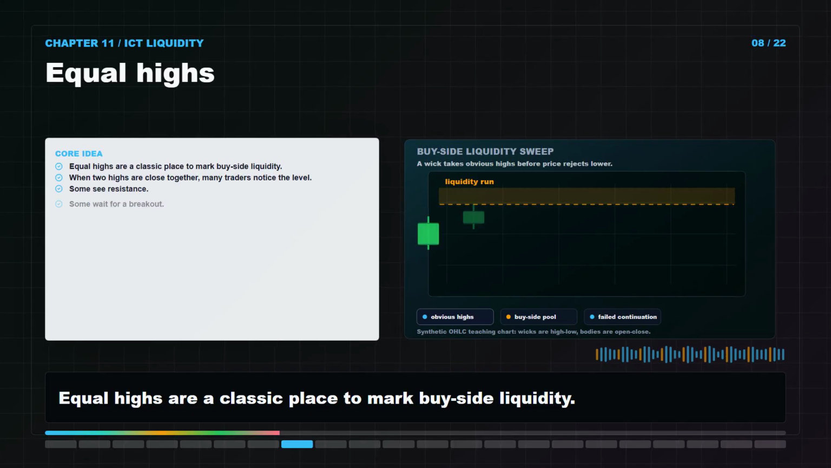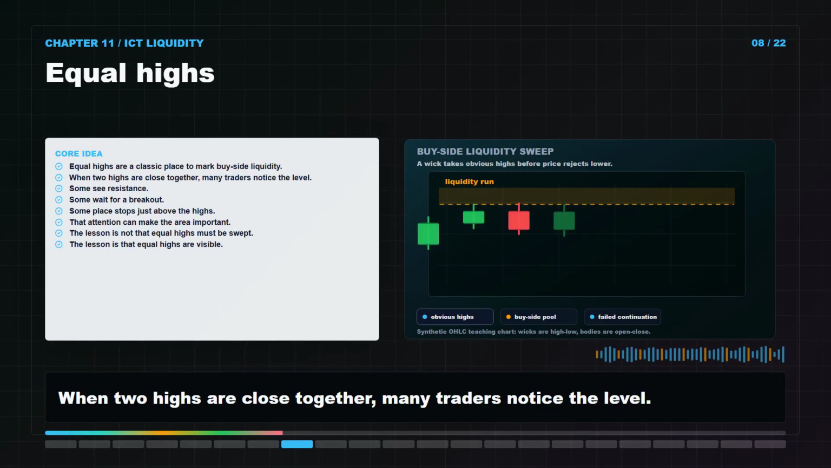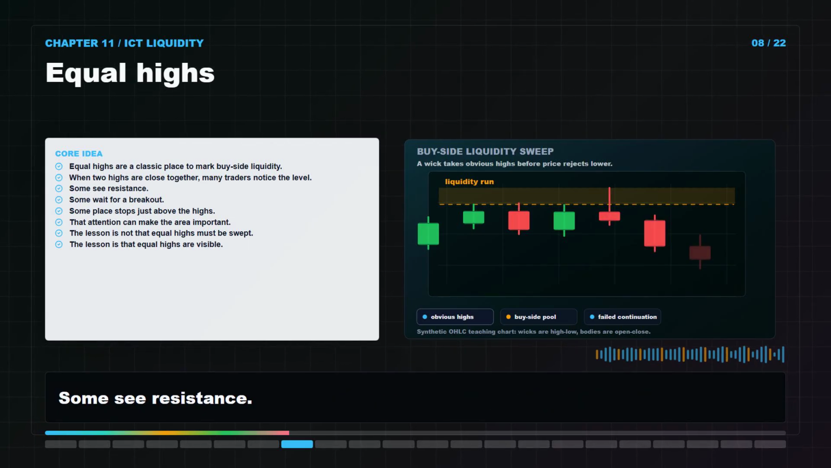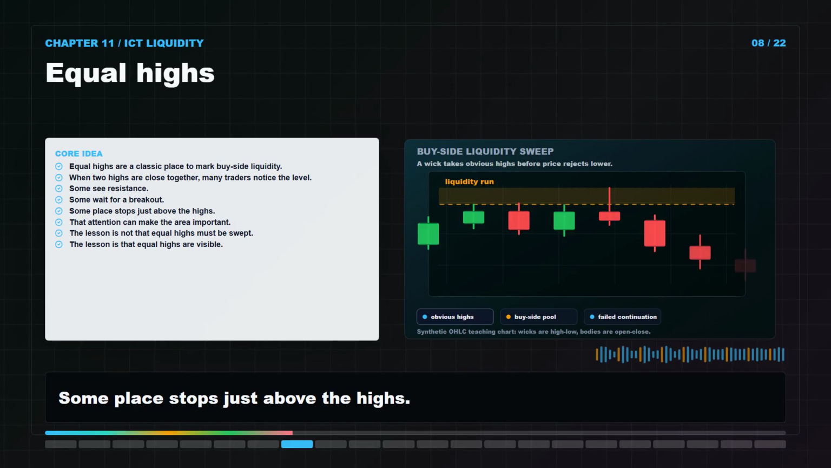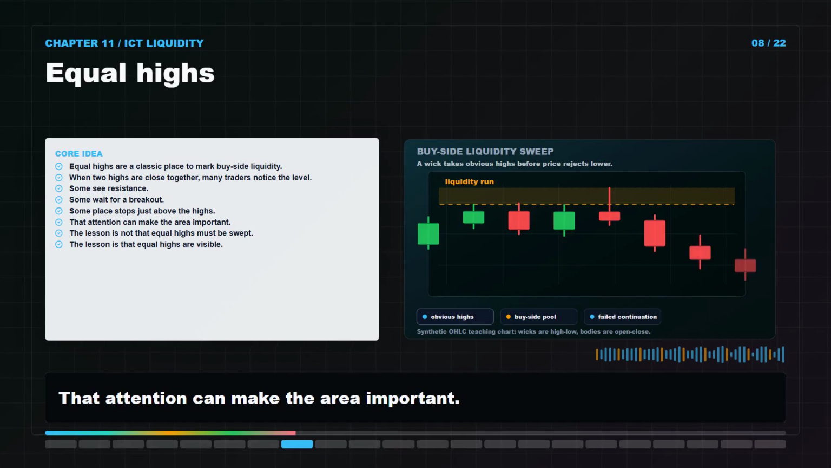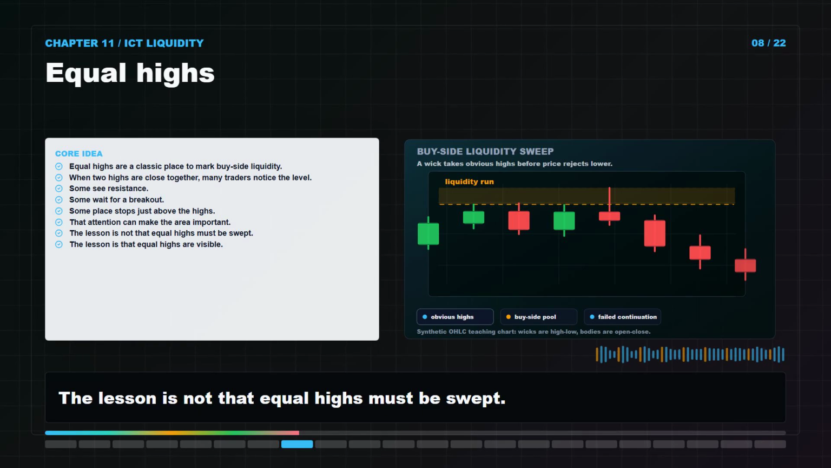Equal highs are a classic place to mark buy-side liquidity. When two highs are close together, many traders notice the level. Some see resistance. Some wait for a breakout. Some place stops just above the highs. That attention can make the area important. The lesson is not that equal highs must be swept. The lesson is that equal highs are visible.